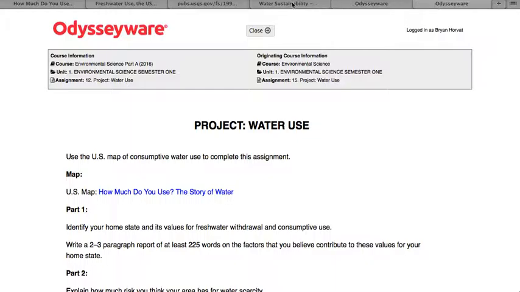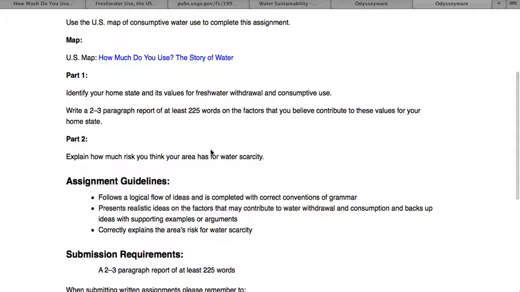Okay, so that's first. Now, part two asks you to explain how much risk you think your area has for water scarcity. To reframe this question, it's asking, if you're a Pennsylvania resident, based on what you're seeing, how would you rate the risk of us having a drought, or even going beyond a drought to a situation where water would become scarce? So, where do you go to find that?